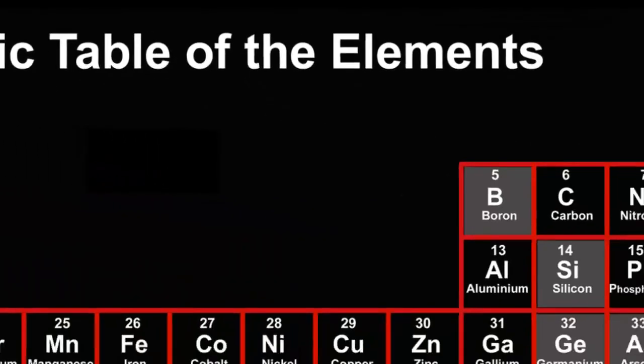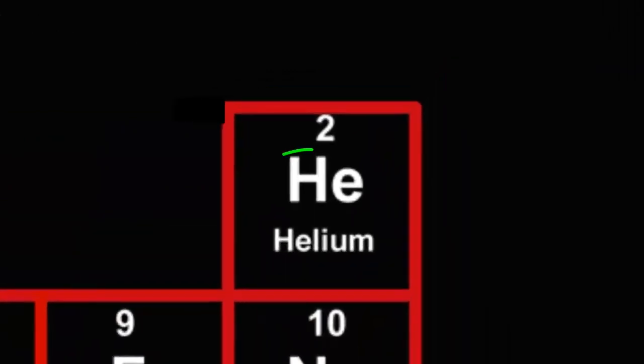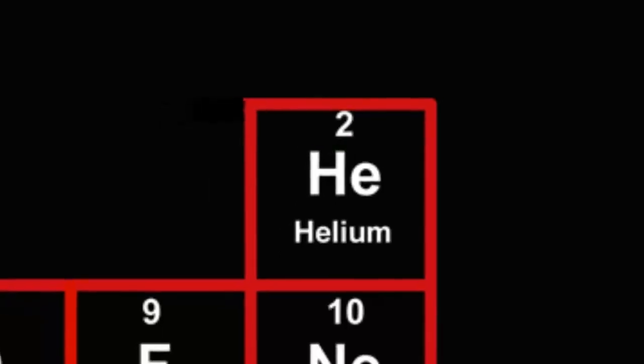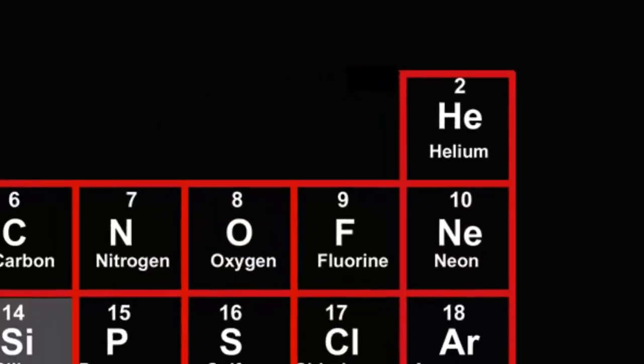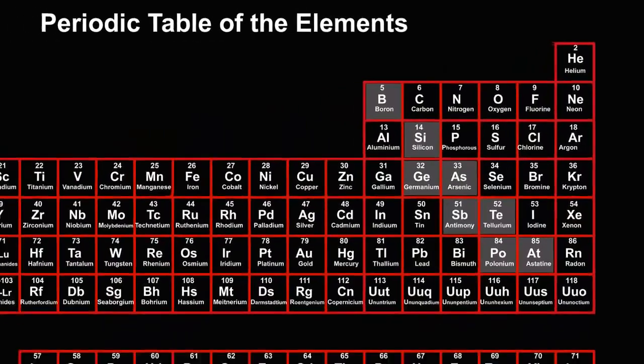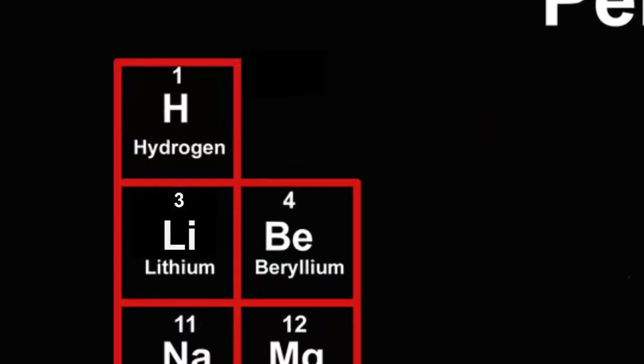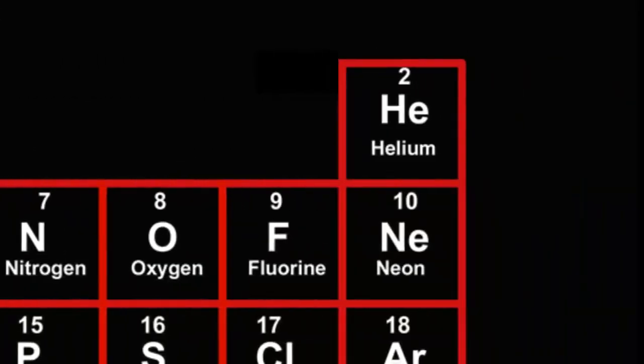Zooming into helium at the top right, we can see that its symbol is He, big H, little e, to make it a bit different to hydrogen's. And its atomic number is 2, being the second lightest element. The third lightest element is lithium, so it has an atomic number of 3. Where's lithium? It starts the next row. This row goes up to atomic number 10 before another row is started.